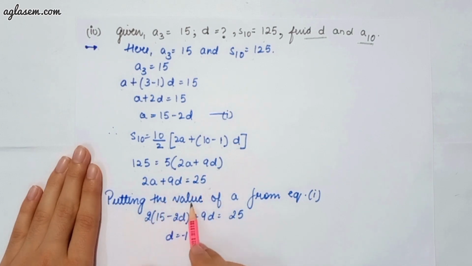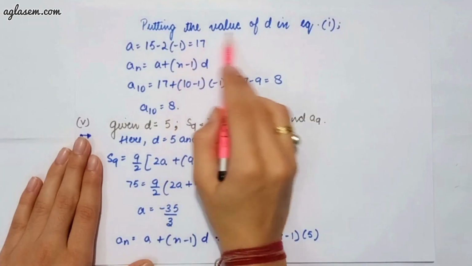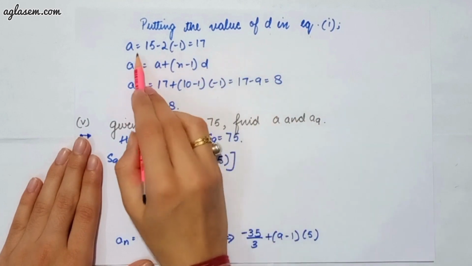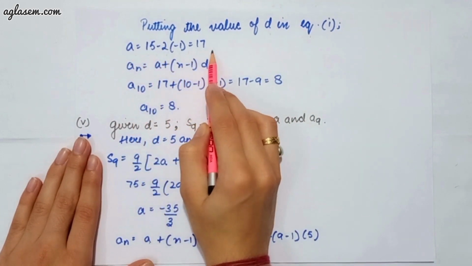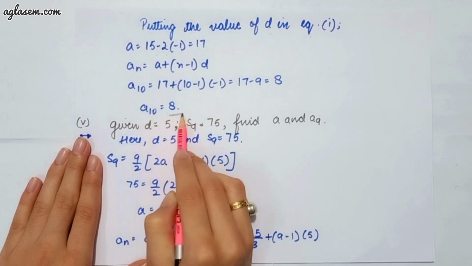Now we have to put the value of A from equation 1. That is 2 into (15 minus 2D) plus 9D is equal to 25. It will give you D as minus 1. Now moving further, putting the value of D in equation 1, we will get A is equal to 15 minus 2 into minus 1 is equal to 17. So A10 will become 8.